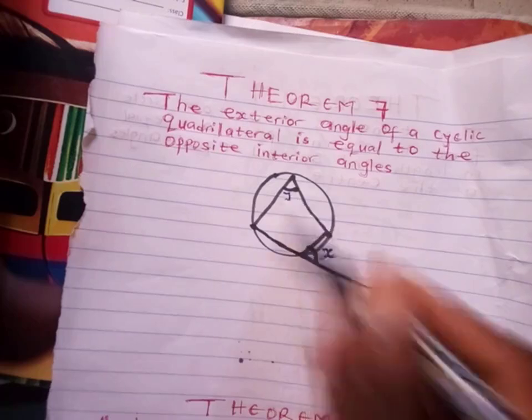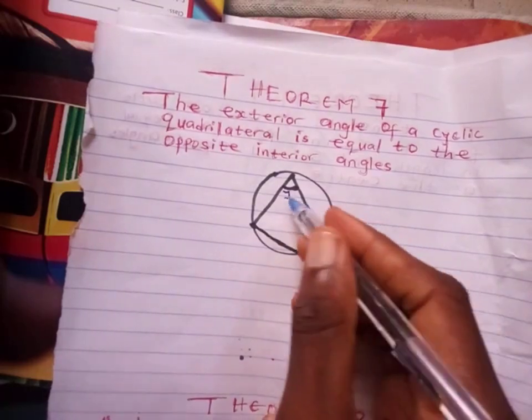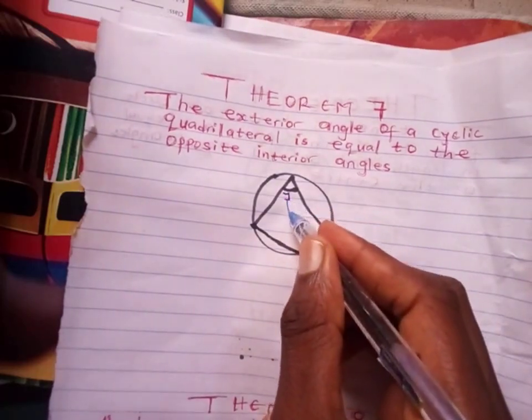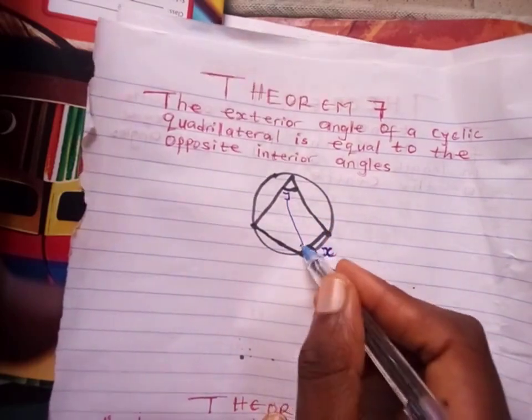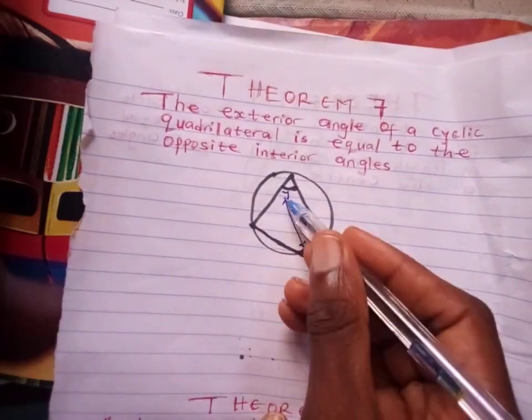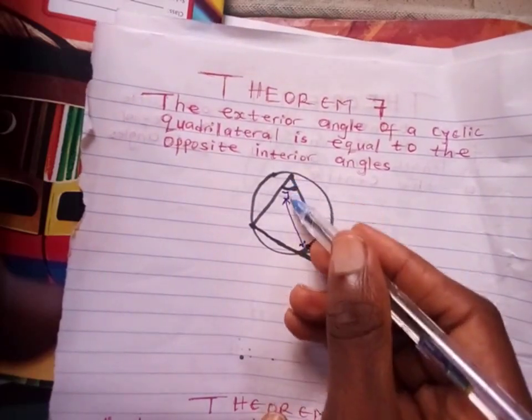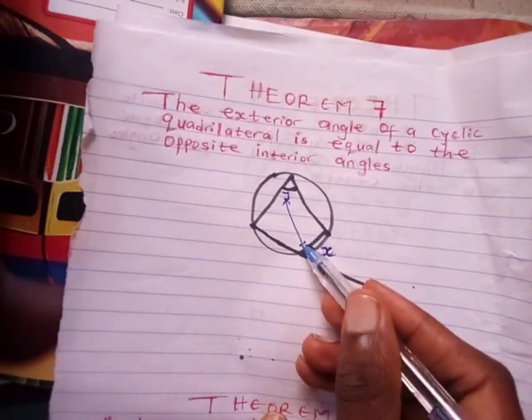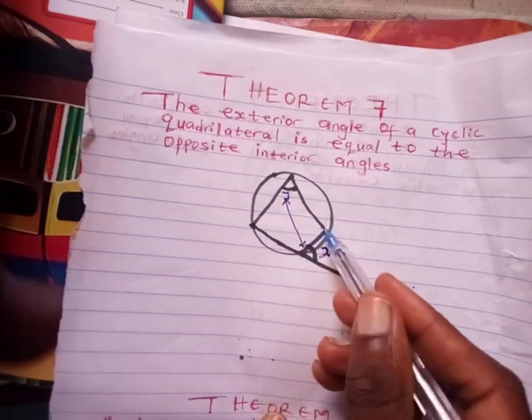Now, if I am to rule a line, you find out that this is running this way. So X is opposite to this. This very angle is opposite to this very side. And this very angle is opposite to this very side.